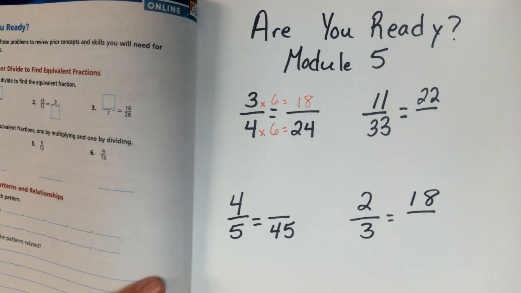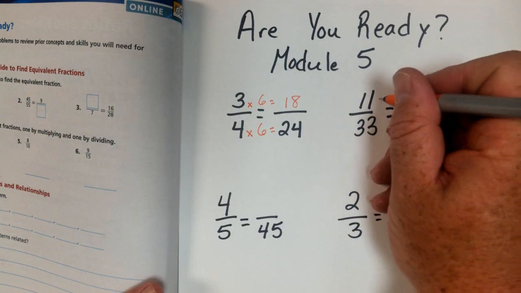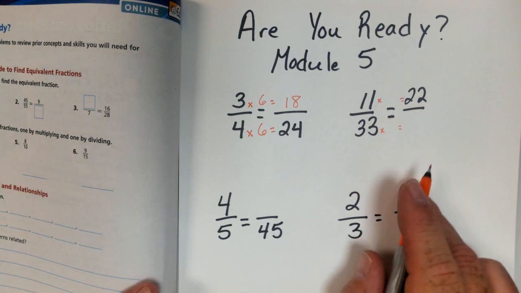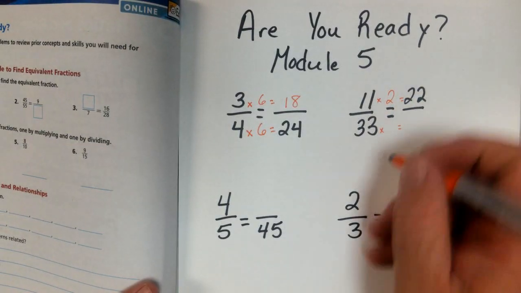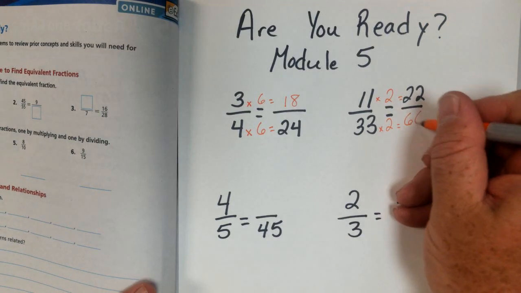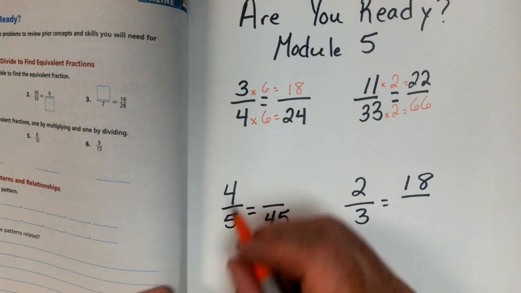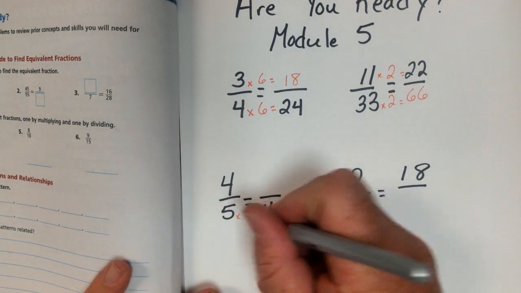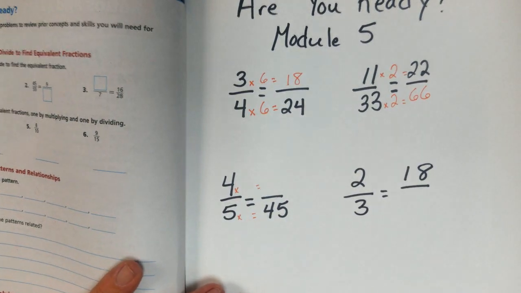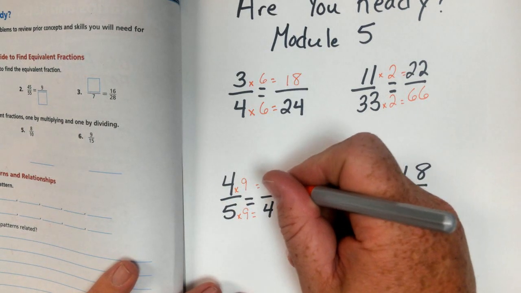Okay? Over here in the next example, if I had 11 over 33, 11 times something is 22. So therefore 33 times something is going to give me my denominator. I know 11 times 2 is 22. So I had to multiply 33 times 2, and I would get 66. Over here, 4/5, 5 times something is 45, so 4 times something will give me my numerator. 5 times 9 is 45, 4 times 9 is 36.